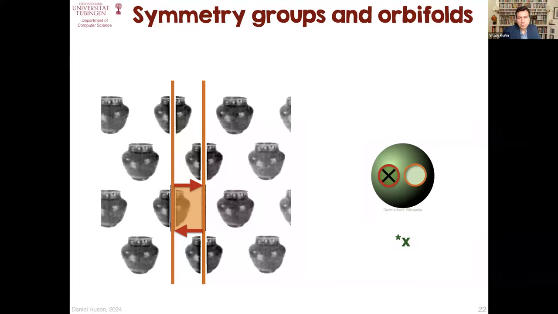Daniel, is it possible to choose a different fundamental domain? Yes. There are usually many different ways to choose a fundamental domain, and we will get to that when we get to the combinatorics. That will become very clear there. Here, it's a bit harder to see, but when we do the combinatorics, you'll see.